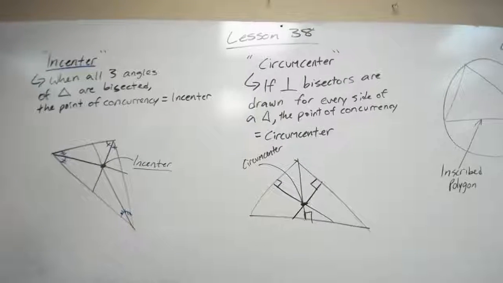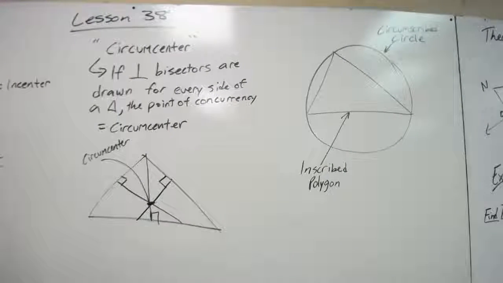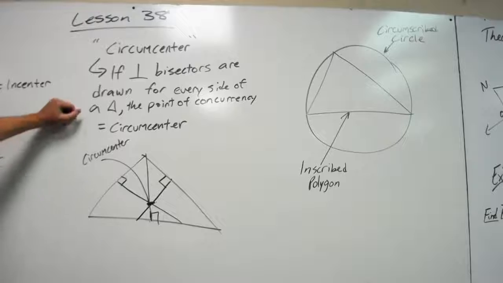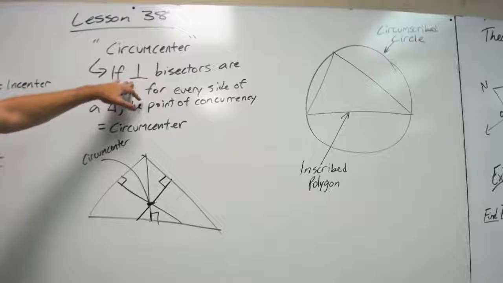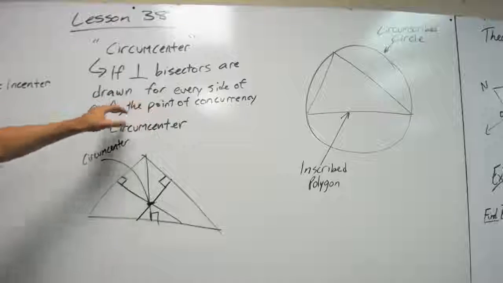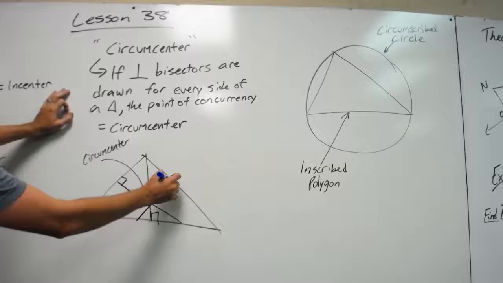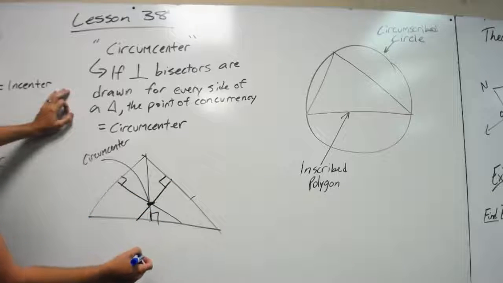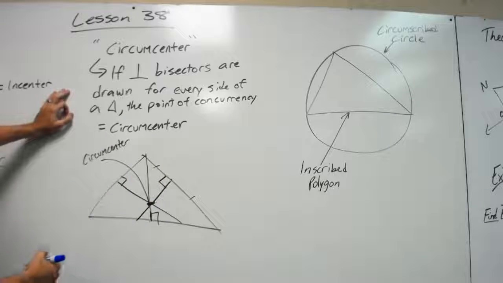Another definition is the circumcenter. The circumcenter is the point of concurrency if perpendicular bisectors are drawn for every side of the triangle. So right here we have a perpendicular bisector. It divides this side in two and is also perpendicular.